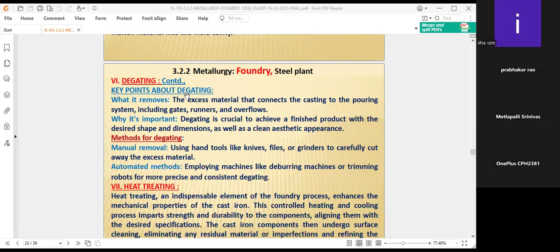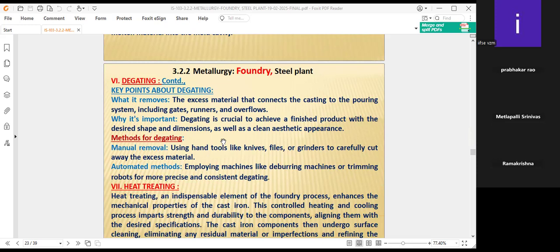The key points about degating are what it removes, why it's important, and the methods of degating. The excess material that connects the casting to the pouring system includes gates, runners, and overflows. Where the overflows are, the surface of the casting takes some molten melt which dries, and after cooling it becomes very hard. That we call excess material. While shaping, the gates have to be taken care of. Otherwise, as I told, the final product will be impacted in shape and aesthetic look.